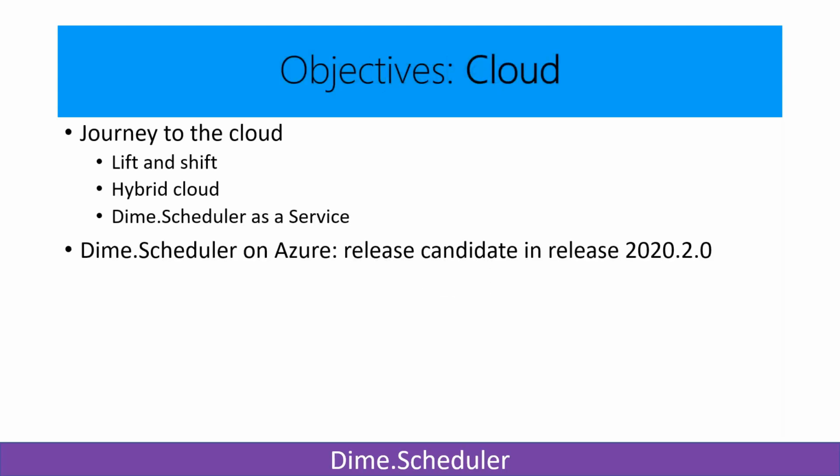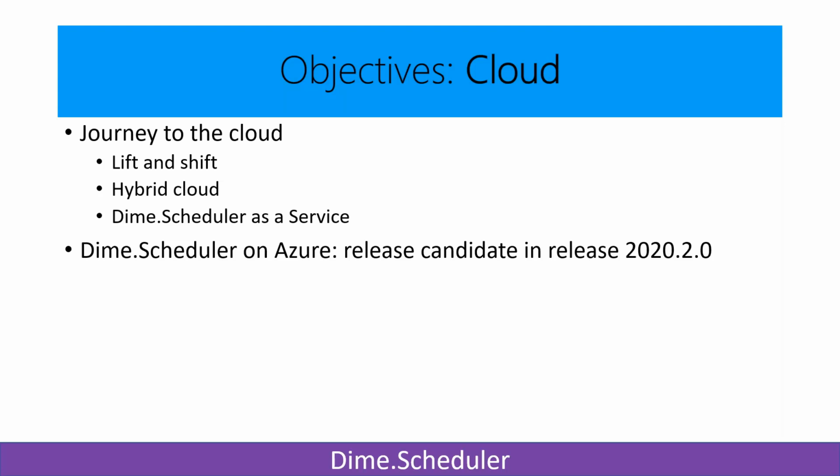If we could build Dime.Scheduler from scratch again without a customer base, we would probably go straight for the SaaS solution. But due to historical reasons, we have an existing application that is hosted on premises that we need to transform to make it work on a multi-tenant cloud platform. This transformation consists out of 3 stages. We have the lift and shift stage, hybrid cloud, and Dime.Scheduler as a service, or SaaS.